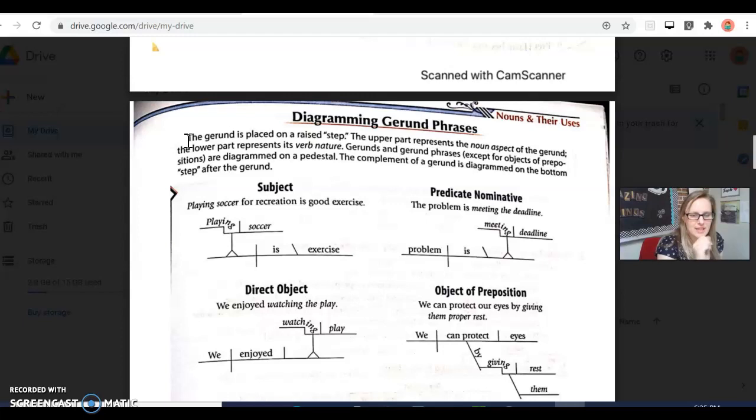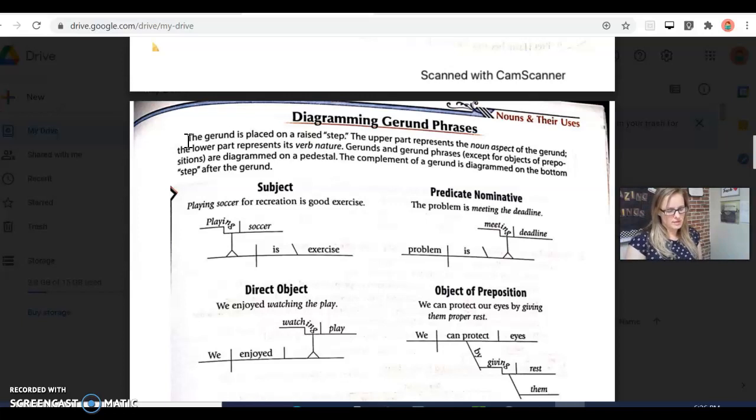Gerunds and gerund phrases, except for objects of prepositions, are diagrammed on a pedestal. The complement of a gerund is diagrammed on the bottom step after the gerund. So a pedestal is, let's see if I can get here a little closer. Basically like this, something on legs that's uplifted.